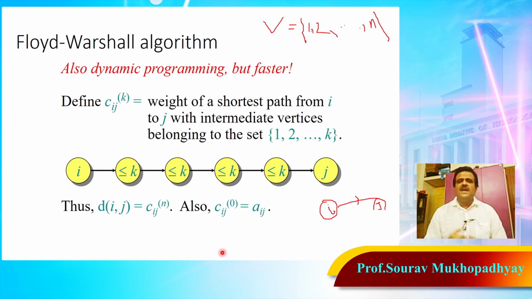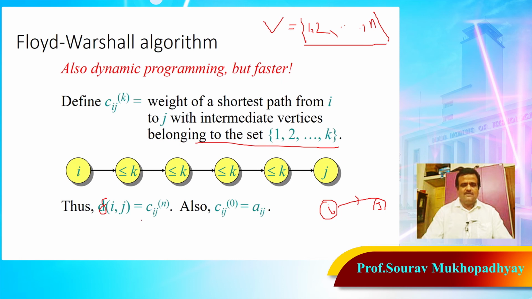And why are we looking for C_ij? Because if we get all the C_ij's for all k, then this is nothing but delta. So, C_ij^n is nothing but delta_ij, because n is the maximum vertex number, so it covers all vertices. That is delta_ij, that is our C_ij^n. So, good.